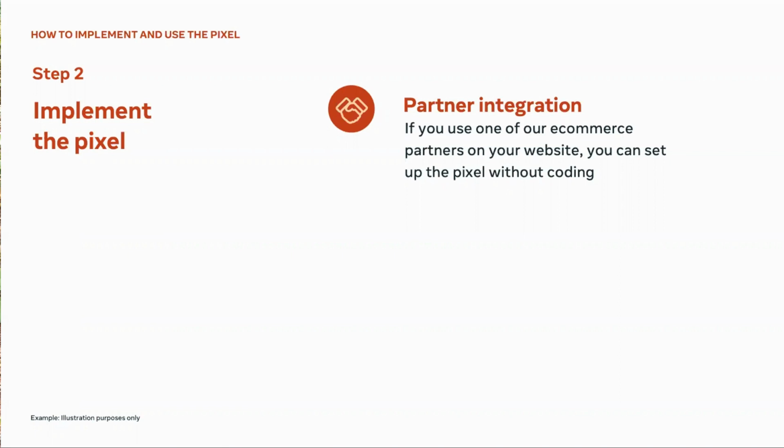Let's just say, for instance, you're using WooCommerce on WordPress, then there is a partner integration for WooCommerce in WordPress. If you're using Squarespace websites, Wix websites, Shopify, BigCommerce, any of these platforms that are very common, Magento is another one, then you're able to have a partner integration that works with them all.